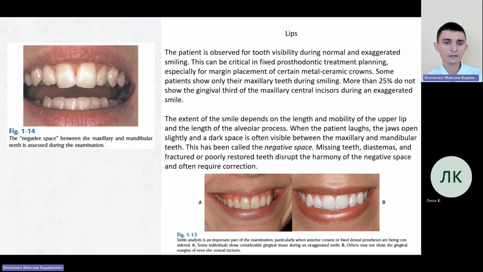The extent of the smile depends on the length and mobility of the upper lip and the length of the alveolar process. When the patient laughs, the jaw opens slightly and a dark space is often visible between the maxillary and mandibular teeth. This has been called the negative space. Missing teeth, diastemas, and fractured or poorly restored teeth disrupt the harmony of the negative space and often require correction. In figure 114, you see the negative space between the maxillary and mandibular teeth is assessed during the examination.